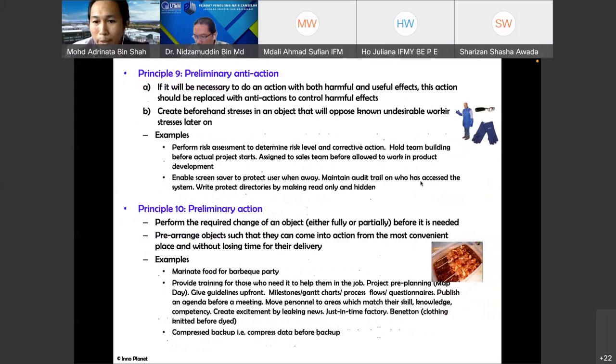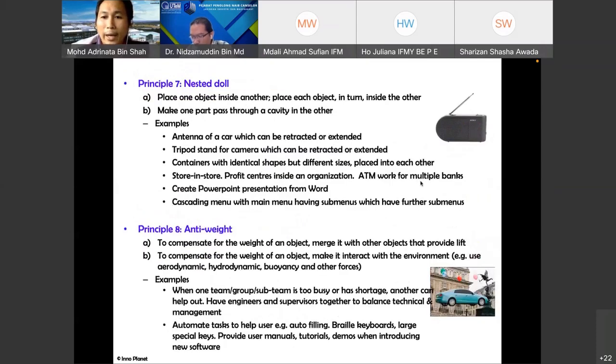We have 40 inventive principles. I don't want to explain each and every one, but before we go to the 40 inventive principles, we have to know the engineering contradiction. What is an engineering contradiction? It is about parameters: what is improved and what is worsened.